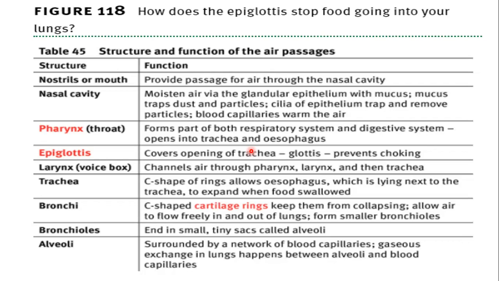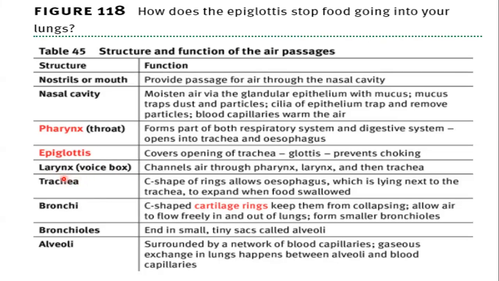But if it needs to move to the left side, the right side will be blocked, so that the train can only be directed toward the left. So the epiglottis plays a similar role. Then the larynx, which is the voice box, channels the air, which goes through the pharynx, larynx, and then the trachea. So the larynx is a very important part there, as we've noticed, right?